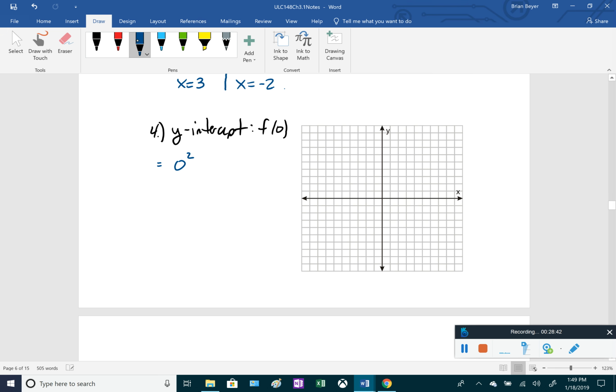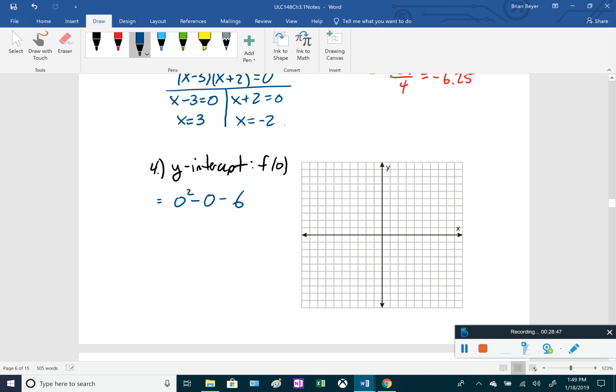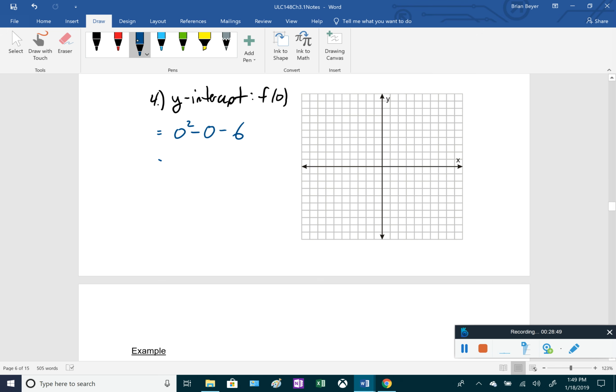So it's going to be 0 squared minus 0 minus 6. So you can see here how everything cancels except for that last term. So it's just -6 is our y-intercept.